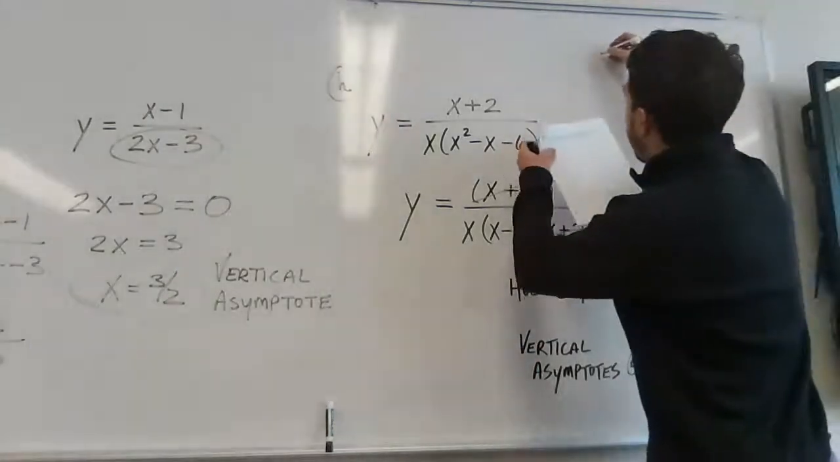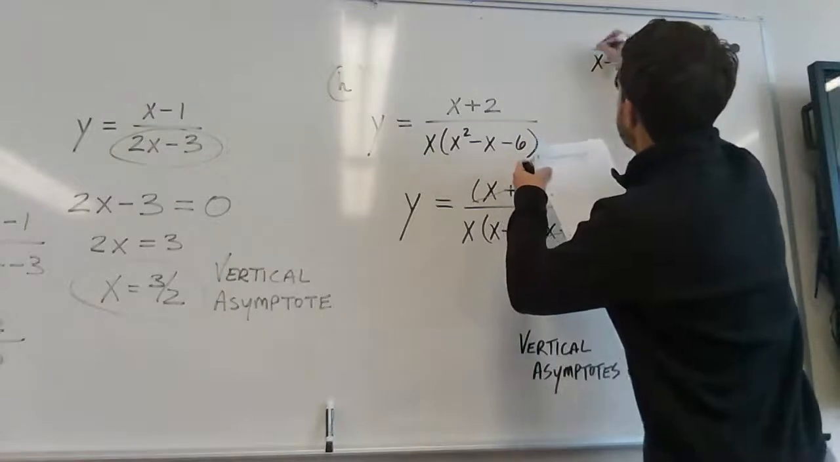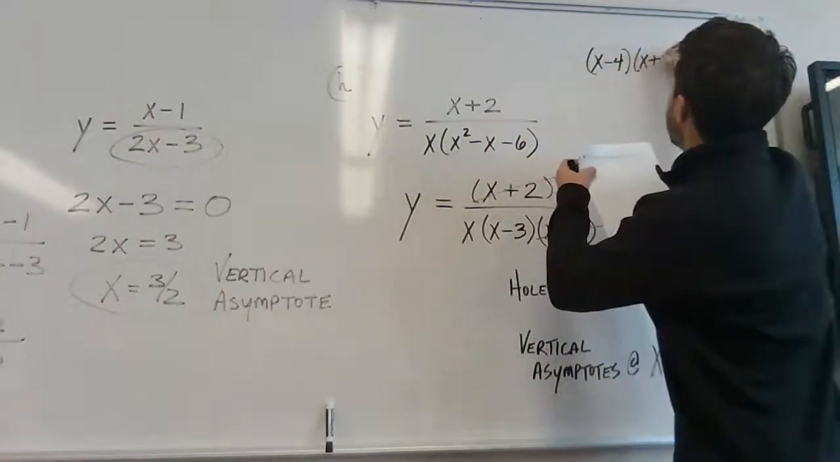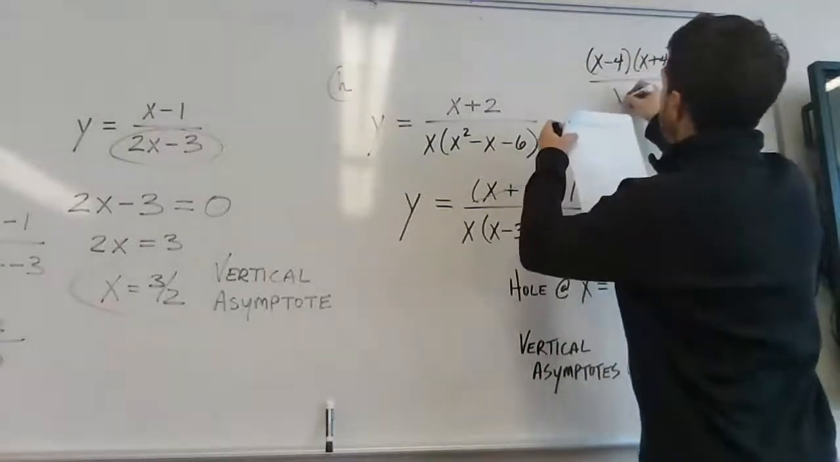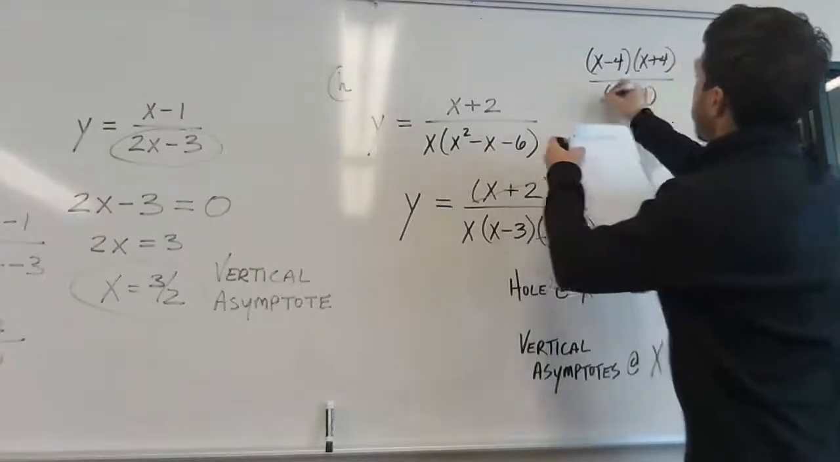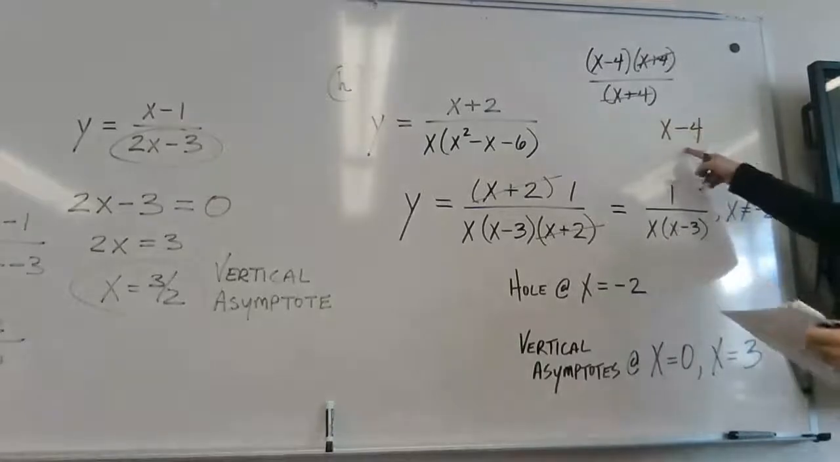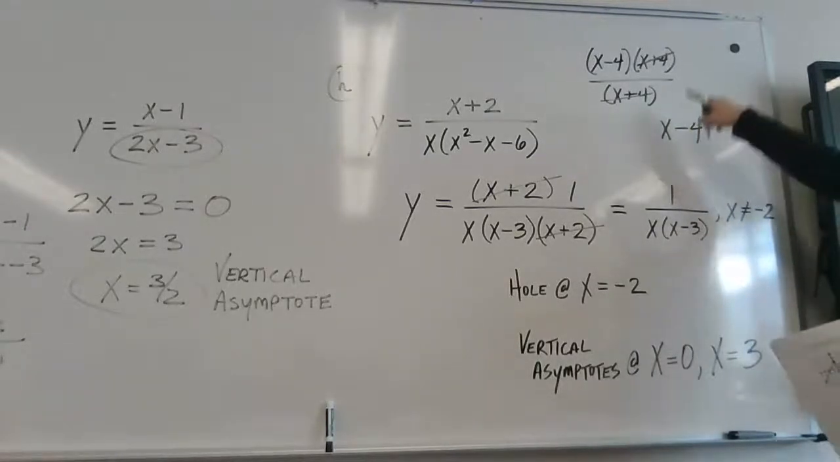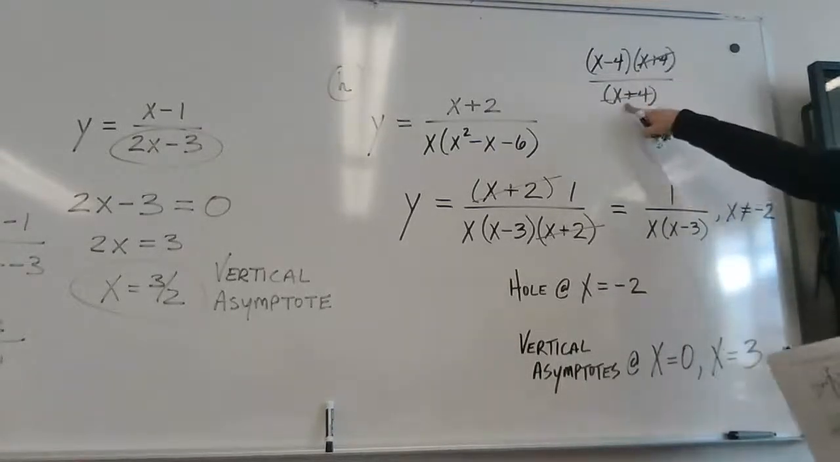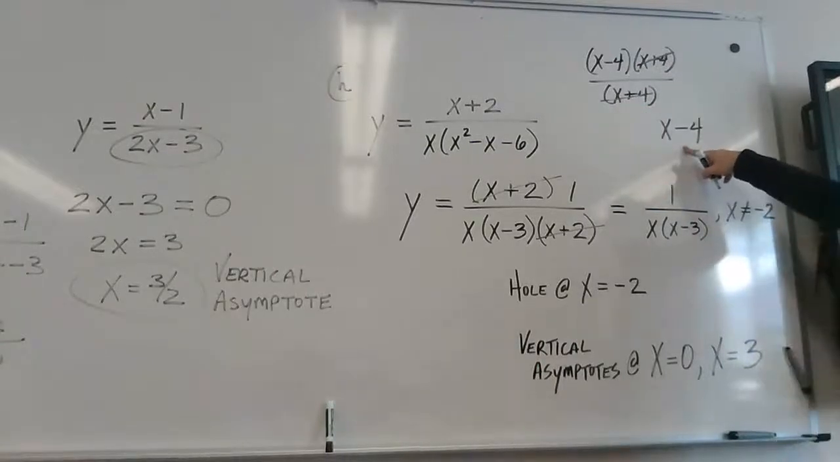Right, so on 4A, the top was x minus 4 times x plus 4. Oh wait, the bottom was x plus 4. So that cancels, and you're left with just an x minus 4. You're not dividing by 0. So those canceled out, giving us the hole at -4, but this one is fine.